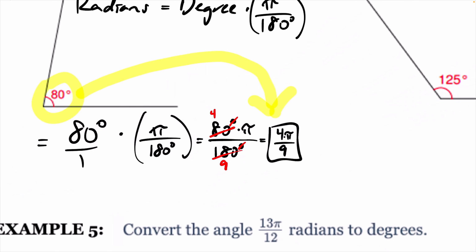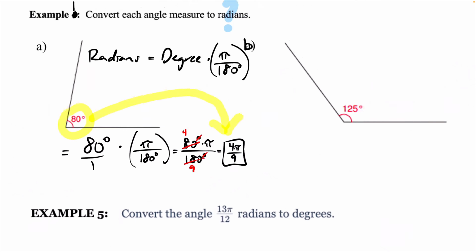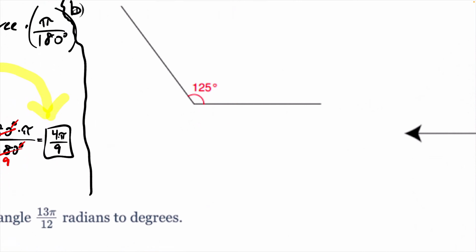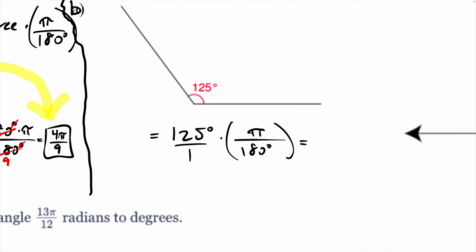Okay. All right, let's do it for 125 now. 125 degrees. What is 125 degrees? Well, we still want radians, right? That's still the question mark. Still the same thing, so we're going to use the top formula again. So we're going to say degrees times pi over 180 degrees. What does that equal? So multiply straight across. You get 125 degrees times pi, and then on bottom you get 180 degrees, right?